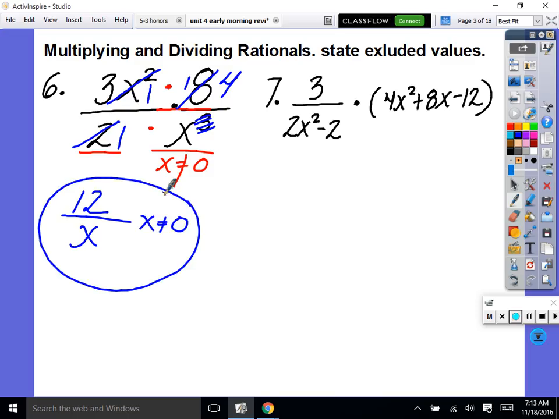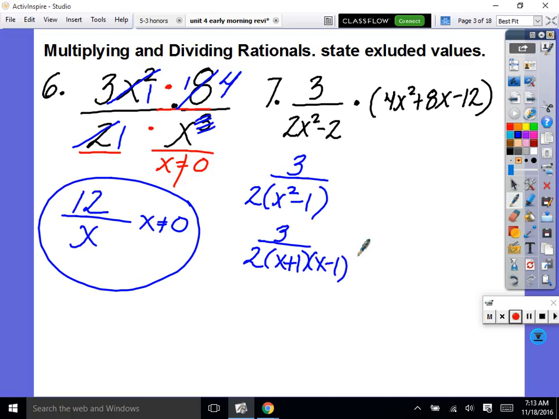Okay, next one. Multiply this. So remember, we're going to first factor out everything. So this is really 3 over, what should we factor out first? A 2. Then we have x squared minus 1, correct? Still not done. That factors again. So we have 3 over 2. What multiplies to be negative 1 and adds up to be 0? Plus 1, negative 1. Is that too fast? I feel like we're all pretty good at that at this point. So we have x plus 1 and x minus 1.